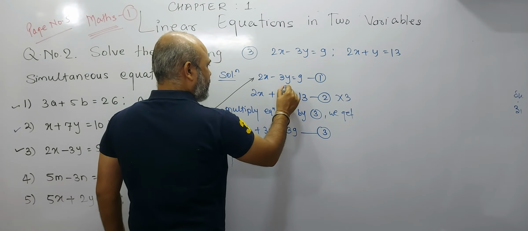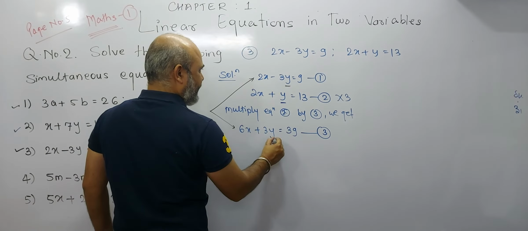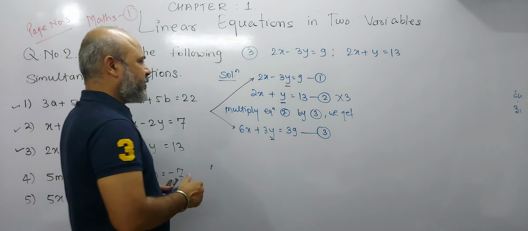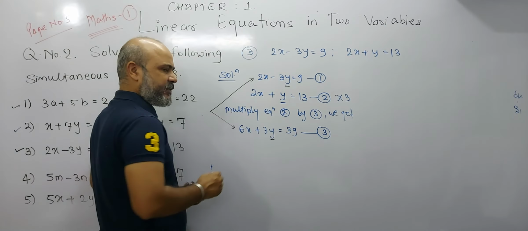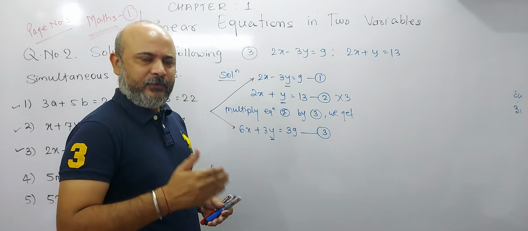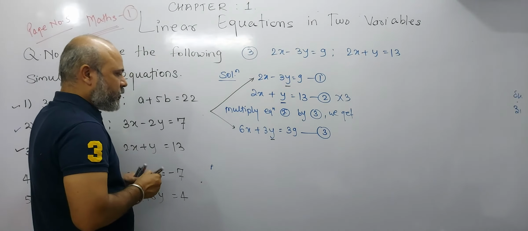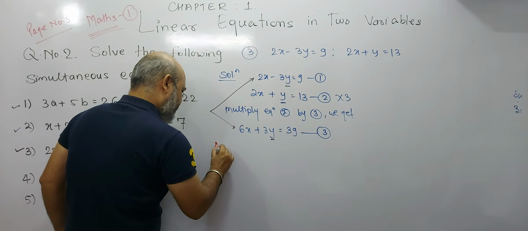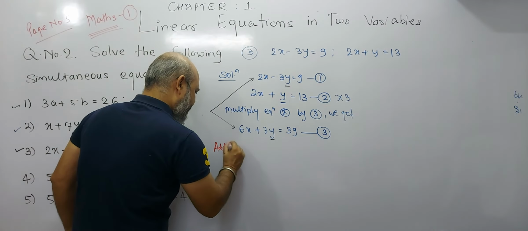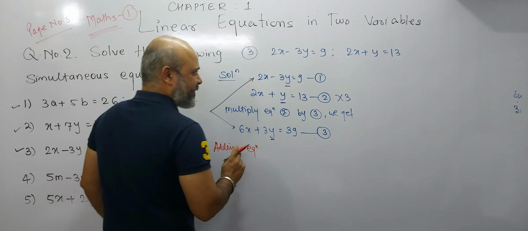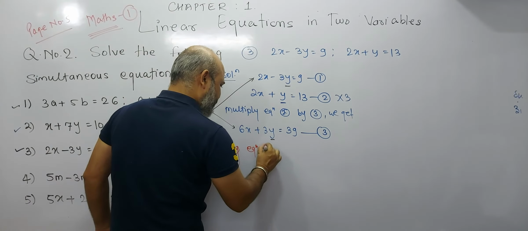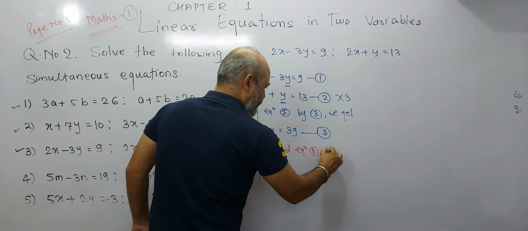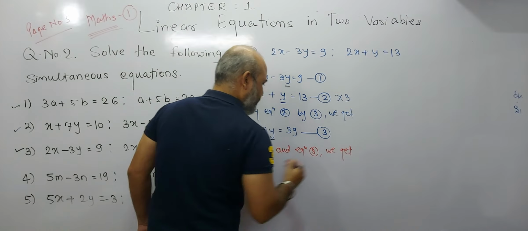Now the coefficient of the y variable is the same, 3 and 3. Now we will check the sign. The sign here is minus and here is plus. So what will you do? You will add. So I will write, adding equation 1 and equation 3, we get.